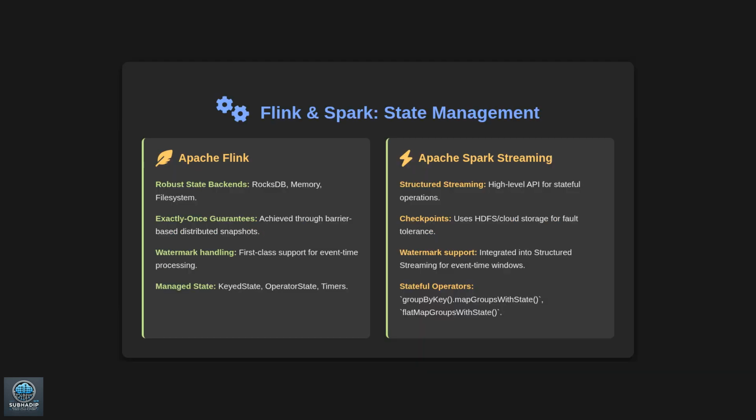Both Apache Flink and Spark streaming offer robust state management. Flink provides powerful state backends like RocksDB, ensures exactly-once guarantees with distributed snapshots, and has first-class support for event time watermarks. Spark Structured Streaming offers a high-level API, uses checkpoints for fault tolerance, and integrates watermarks for event time windows, along with stateful operators like mapGroupsWithState.